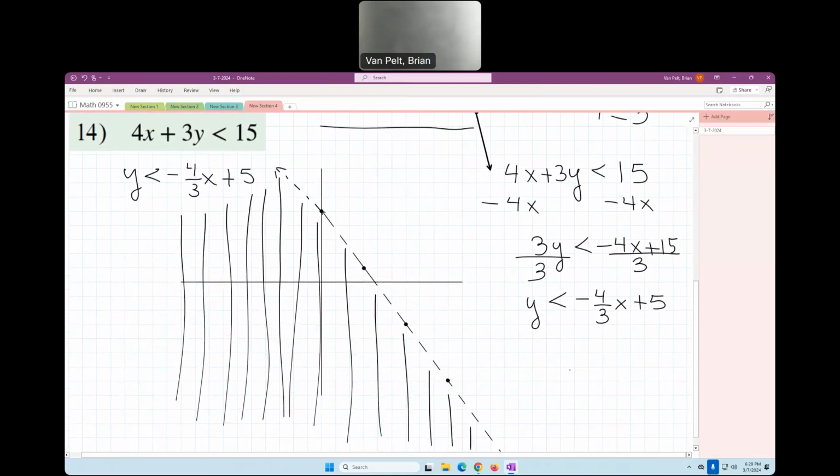If you were to replace x and y with 0, the sum would be 0. Is it true that 0 is less than 15? Yeah, so that point is a solution. You can even pick one on the line here, 3, 1. If I try 3, 1, it will fail.